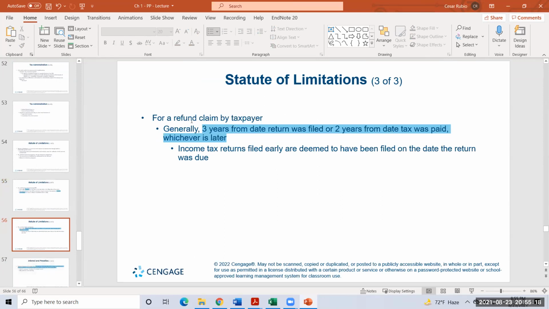When it comes down to asking for a refund, it's kind of the same thing, but it's 3 years from the date the return was filed, or 2 years from the date the tax was paid, whichever is later. So if you are behind in filing your tax returns, you're going to have to think about how many years. If you have not filed for 5 years and you prepare your tax returns, and the last 2 years you have a refund, then you're going to lose the refund because it's older than 3 years.